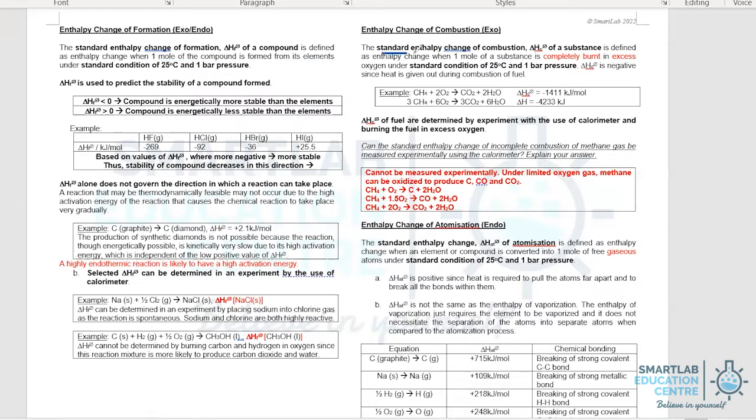Next, we'll be looking at the standard enthalpy change of combustion. Standard enthalpy change of combustion is when you take 1 mole of a substance and completely burn it in excess oxygen under standard conditions, 25 degrees, 298 Kelvin, and 1 bar.